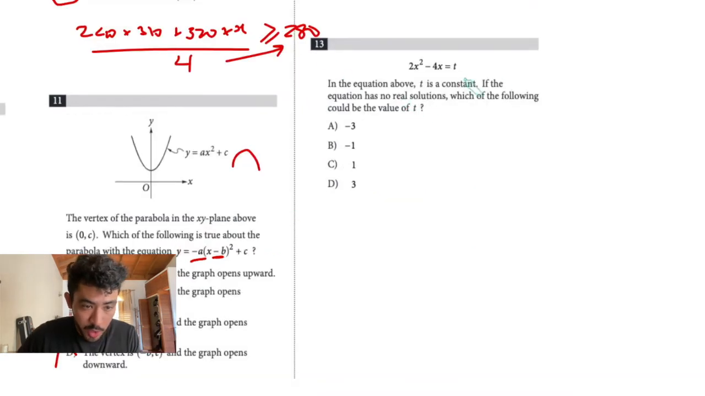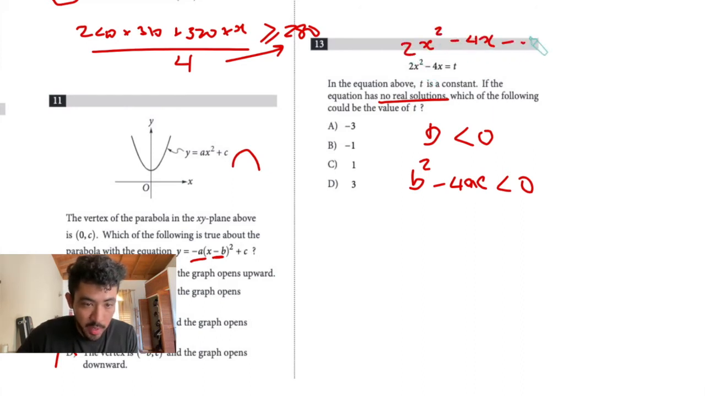13 says in the equation above, t is a constant. If it has no real solutions, that means my discriminant should be negative, or less than 0. Discriminant is b squared minus 4ac being less than 0. If I transpose this so it looks like standard form, minus 4x minus t is equal to 0. B squared becomes 16 minus 4 times 2 times minus t, and that's less than 0.